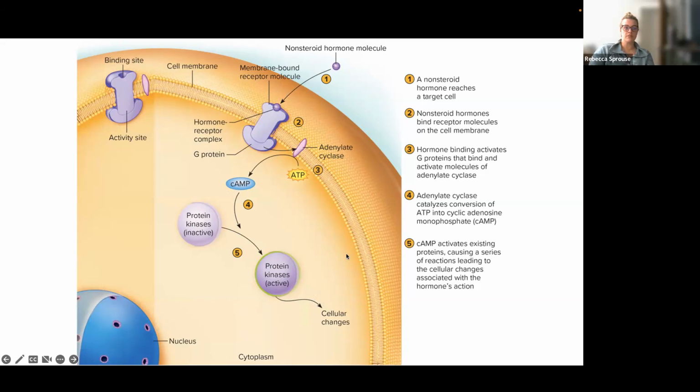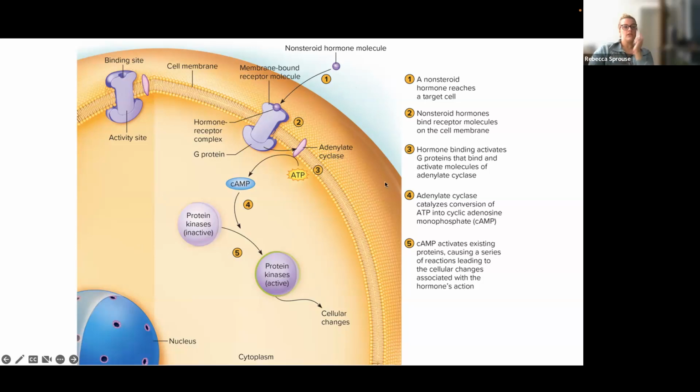So the difference between steroid and non-steroid is that steroid molecules have to have something carrying them through the bloodstream, but they can freely enter the cell. Non-steroid molecules cannot freely enter the cell. They can travel through the bloodstream by themselves, but they need to bind a receptor out here, and that initiates this cascade of internal things.